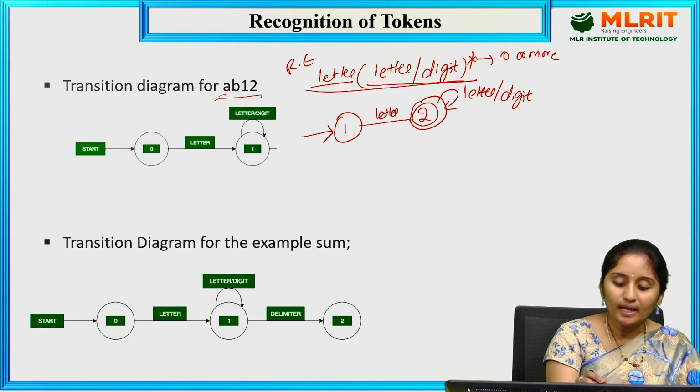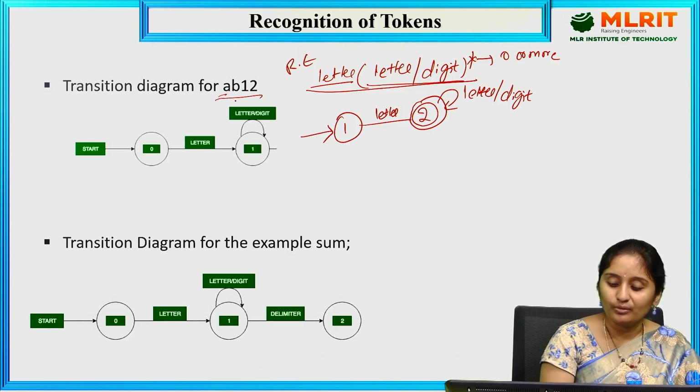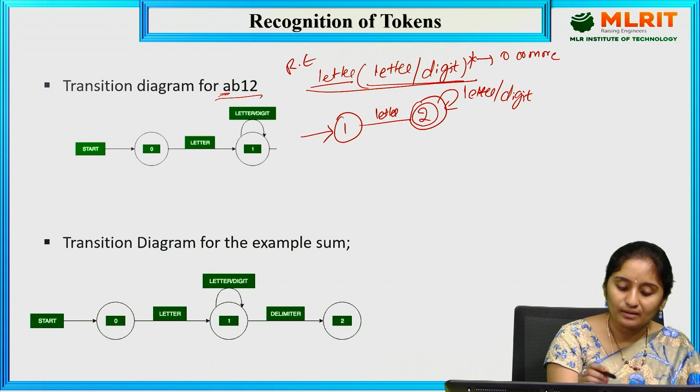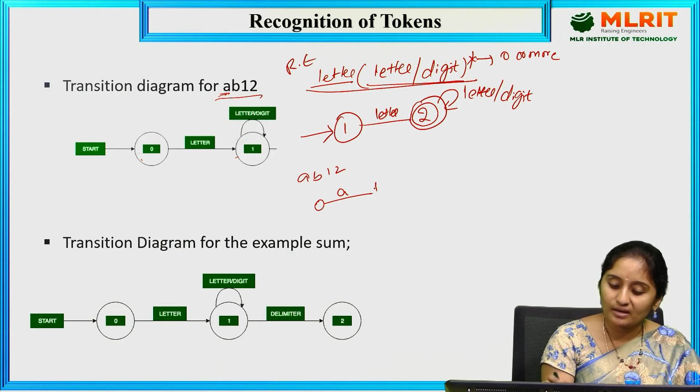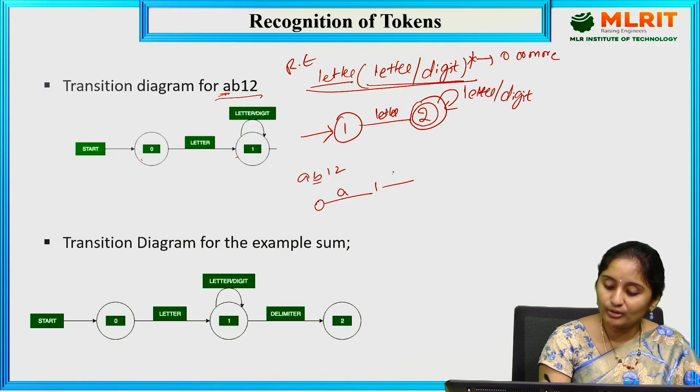So see here, AB12. The first character is a letter. A is the input, so it moves from state 0 to state 1. Now I have B. B is a letter or digit, so it stays in state 1.